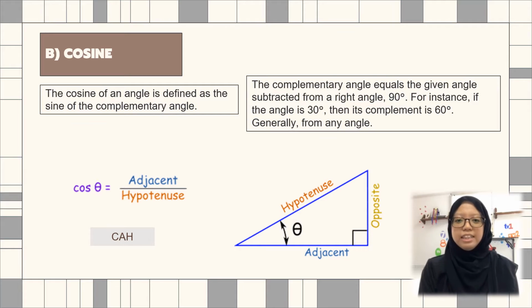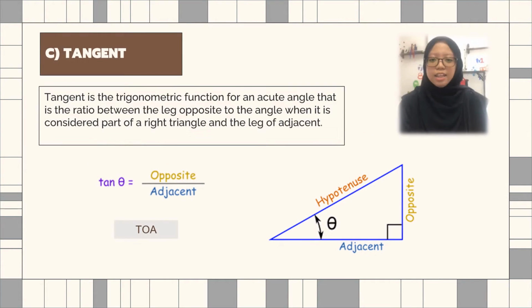The third one is tangent. Tangent is the trigonometric function for an acute angle that is the ratio between the leg opposite to the angle, when it is considered part of a right triangle, and the adjacent leg. The formula is tangent theta equals opposite divided by adjacent. To remember it easily, it can be TOA.